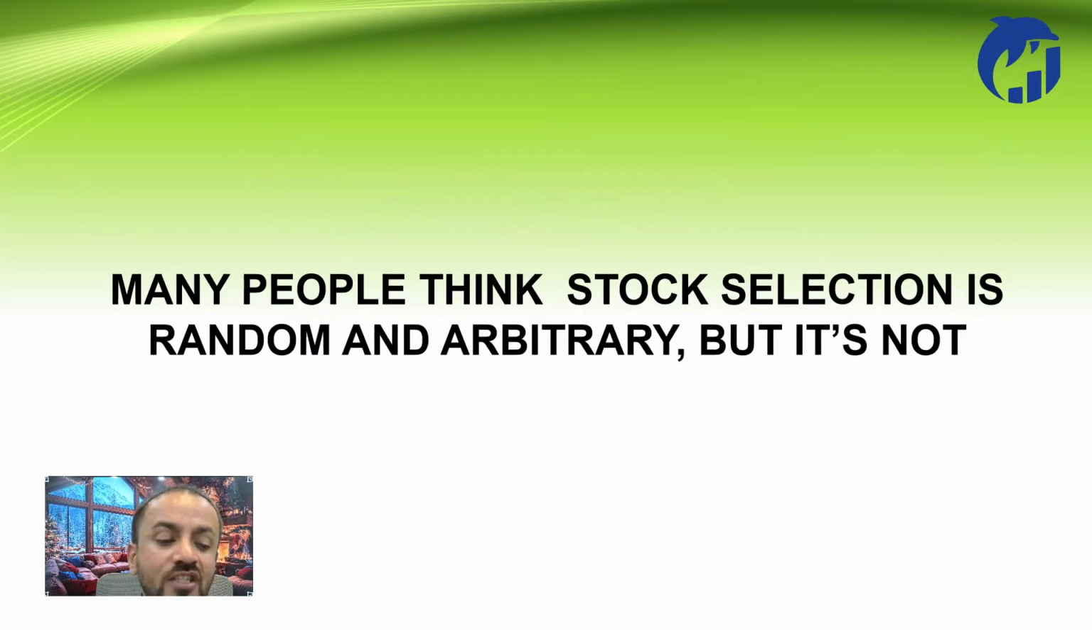Many people think stock selection is arbitrary and random, but it's not. We are not talking about gambling. We are talking about structured trading. How many of you agree with me? We are not just blindly taking trades based on luck or hope that maybe the price will rise. We want to follow a structure that can make us money consistently, right? How many of you want to make money consistently? Let me know in the comment section below. So those of you who think stock selection is random and arbitrary, it is completely not.